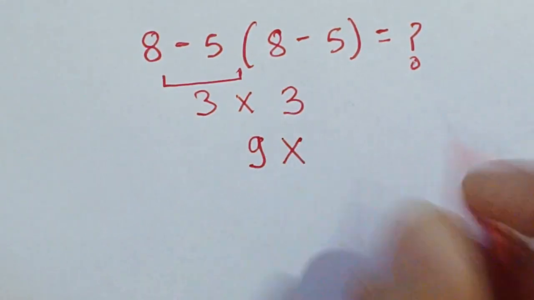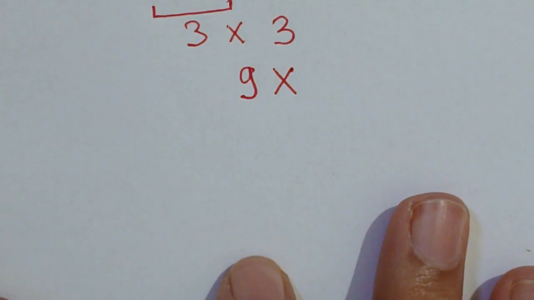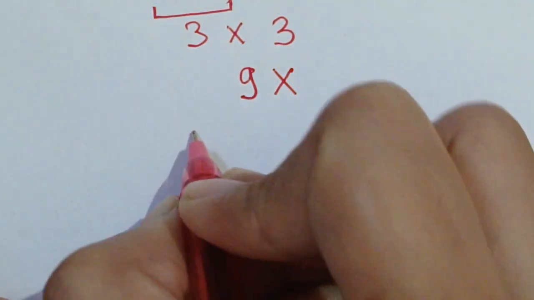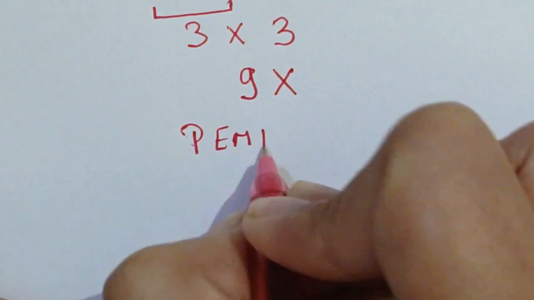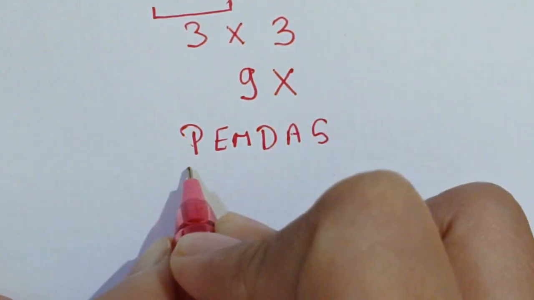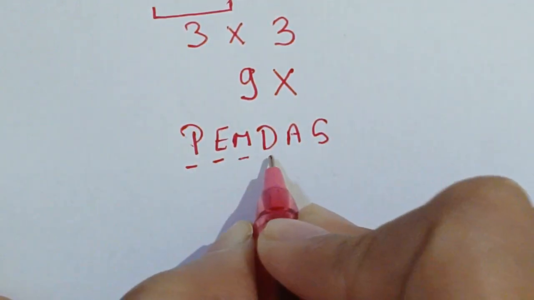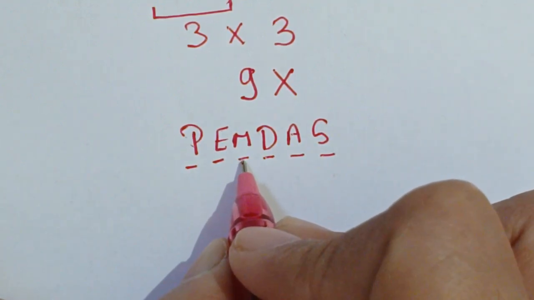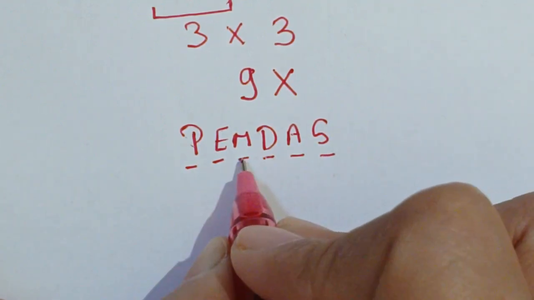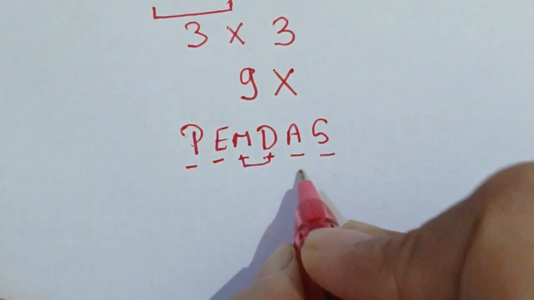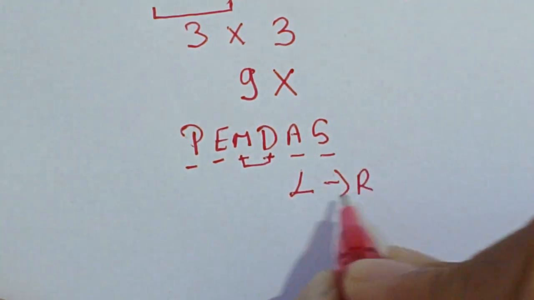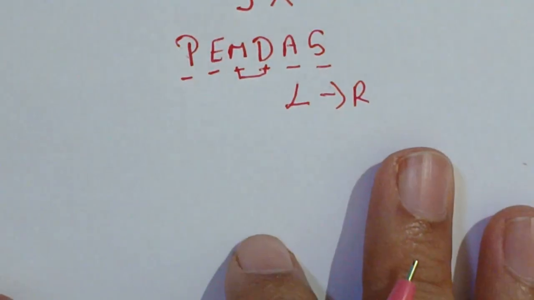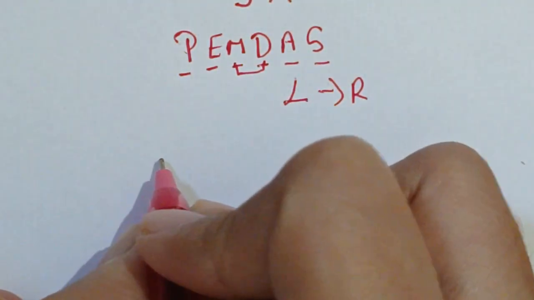But this is the wrong answer, because according to the order of operations, which is the PEMDAS rule, we have to first solve the parentheses, then exponents, then multiplication, division, then addition, subtraction. So here you have to remember, multiplication and division both have equal priority, so we have to go from left to right. Same for addition and subtraction. So let's solve according to this rule.